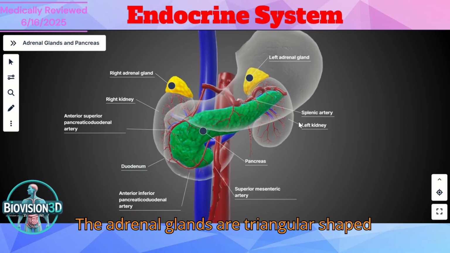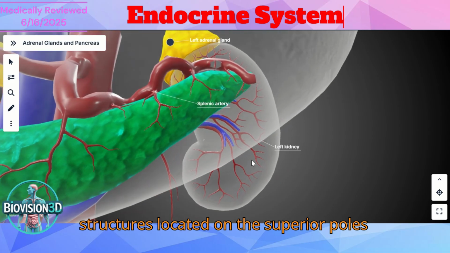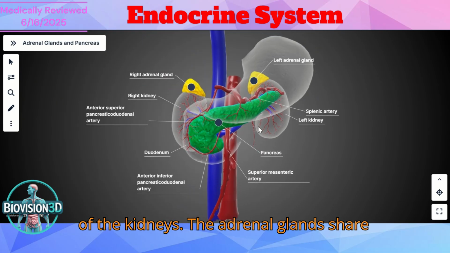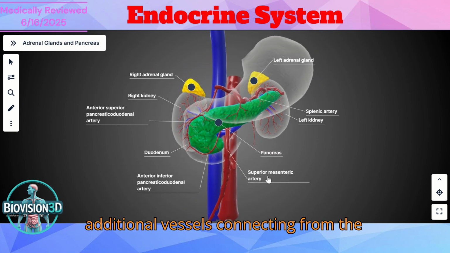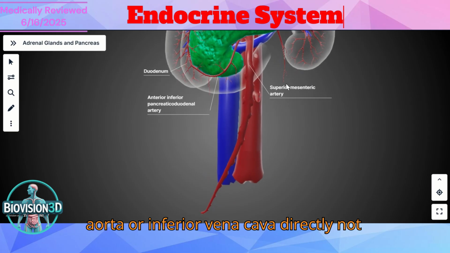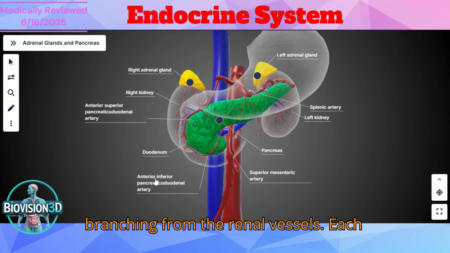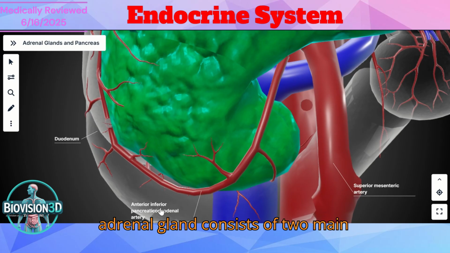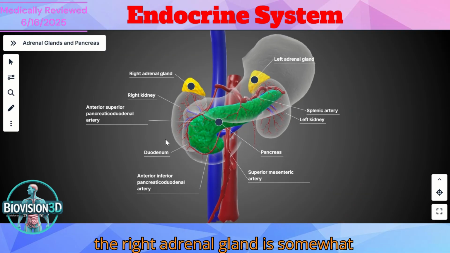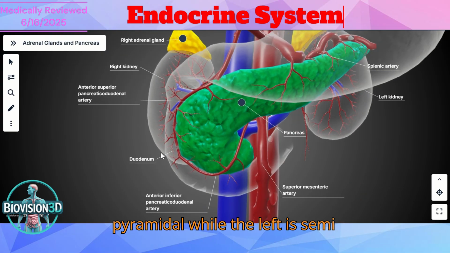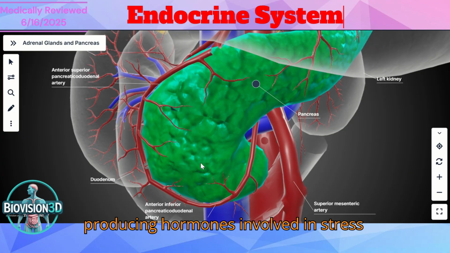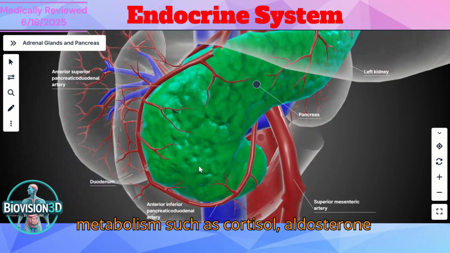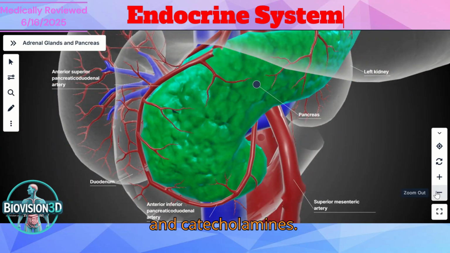The adrenal glands are triangular-shaped structures located on the superior poles of the kidneys. The adrenal glands share vascular supply with the kidneys, with additional vessels connecting from the aorta or inferior vena cava directly, not branching from the renal vessels. Each adrenal gland consists of two main regions, the cortex and the medulla. The right adrenal gland is somewhat pyramidal, while the left is semilunar. These glands are essential for producing hormones involved in stress responses, electrolyte balance, and metabolism, such as cortisol, aldosterone, and catecholamines.